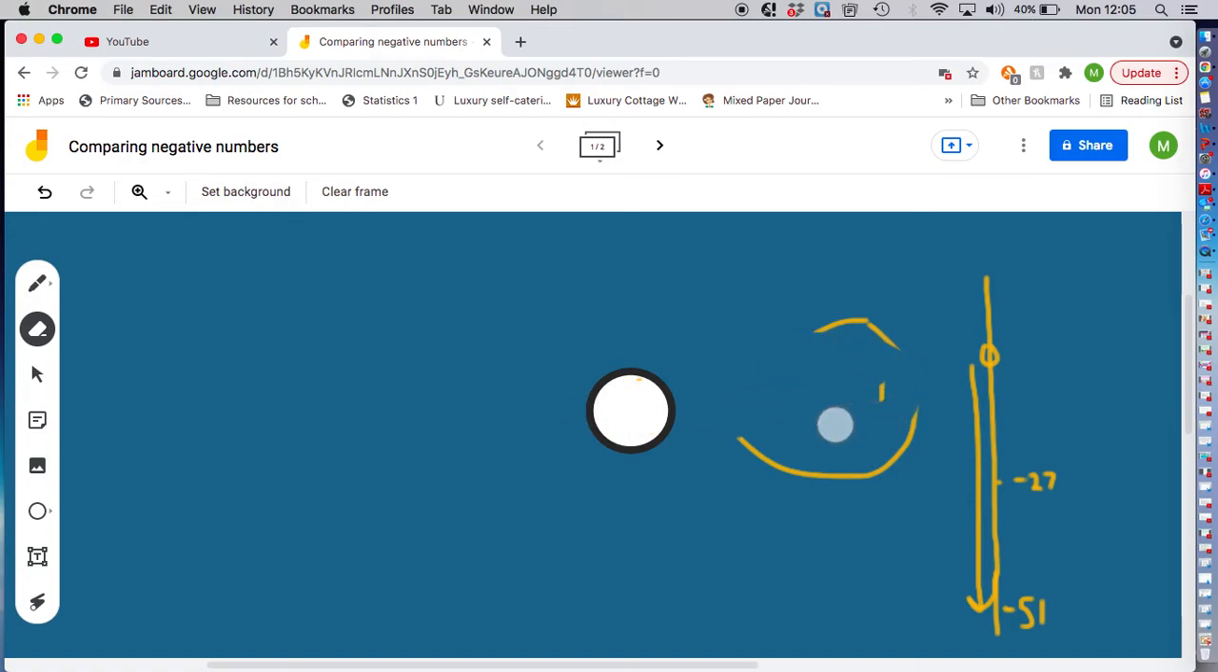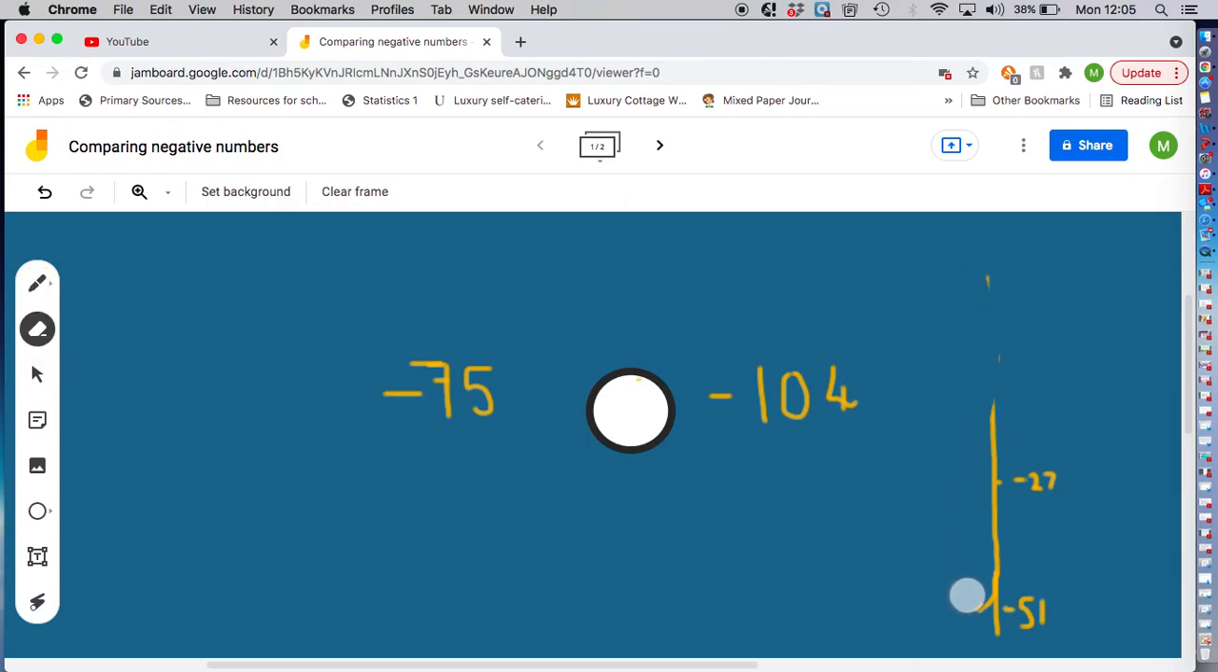So let's do one more. This is where you have to look at the negative numbers, because they will help, rather than just thinking of it as the integer, the positive whole number. So let's have negative 75 and negative 104. Which one of those, and I will give you some time to think about it, so pause the video and have a think before we go through it. Which one of those is greater?